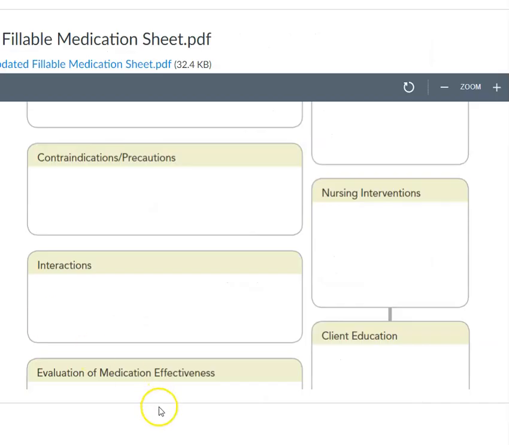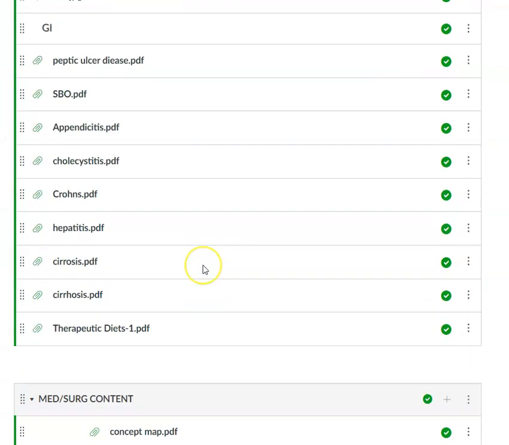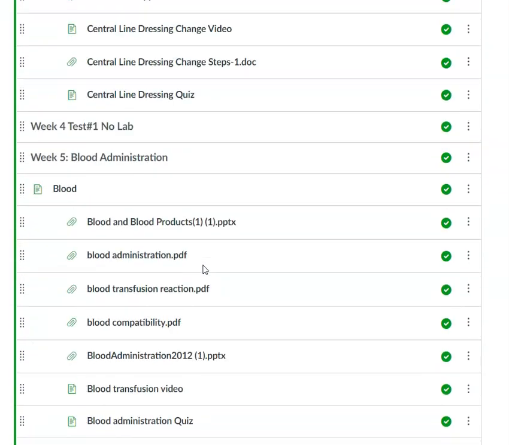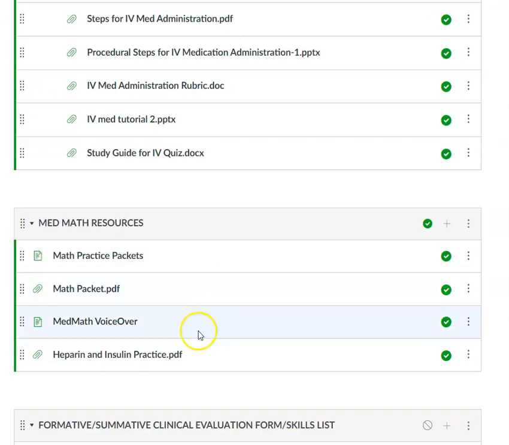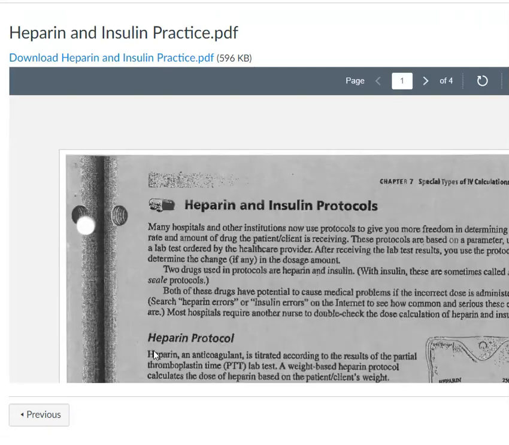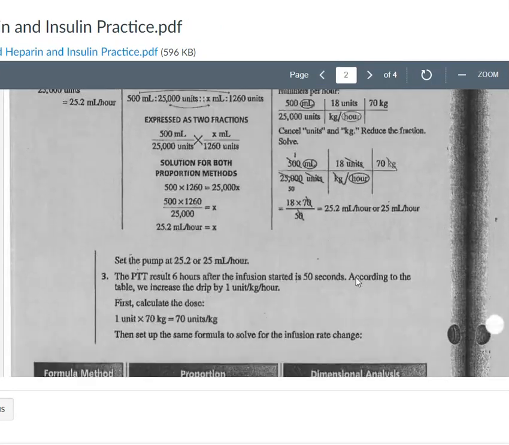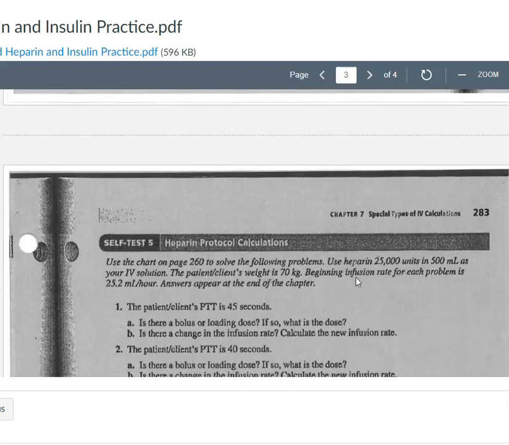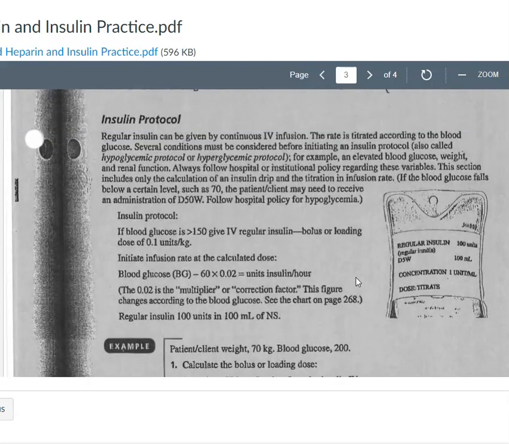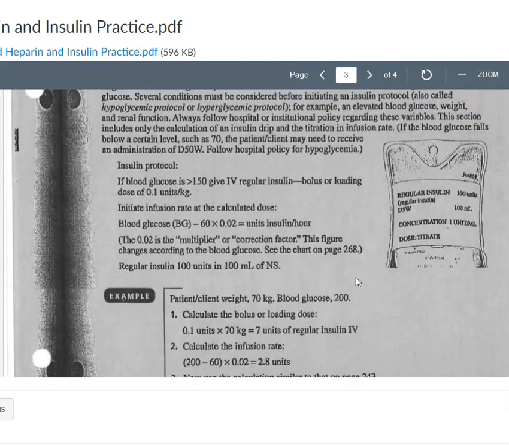on Canvas. Going back to Canvas, it should be all the way up to where the math is. So Med Math Resources, you get your heparin and insulin practice sheets. This actually came from your Med Math book. Page 281 was the heparin, and I think the insulin came from 283. So again, this came from your book, making sure that you understand the protocols.